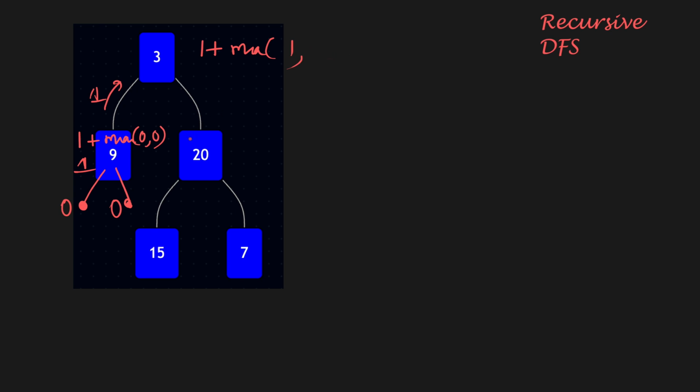So now we go to node 20 and it has two children, 15 and 7. Just like node 9, the depth of nodes 15 and 7 will also be 1 each. So the depth of the right subtree with 20 as a root node will be 1, which we get from node 20 itself, plus the maximum of the depth of its children, which is 1 plus maximum of 1, 1, equal to 2. So this contributes 2 to the parent node. Hence we calculate the final answer as 1 plus maximum of 1, 2, which is equal to 3. So the maximum depth of this tree is equal to 3.